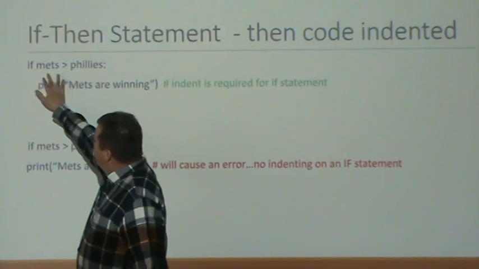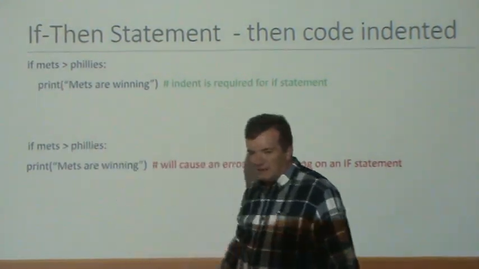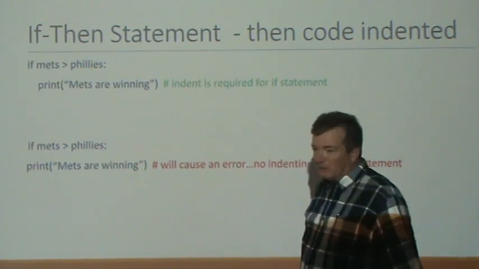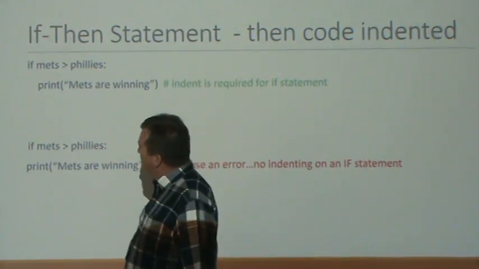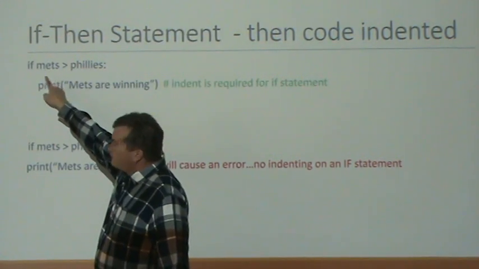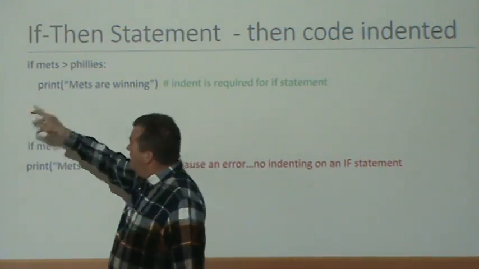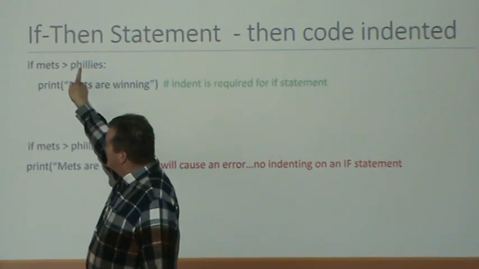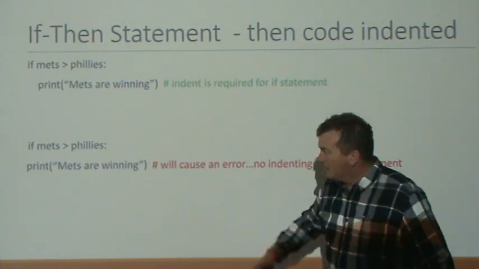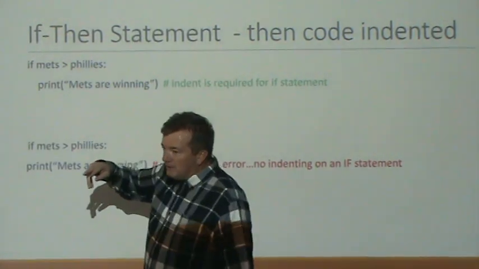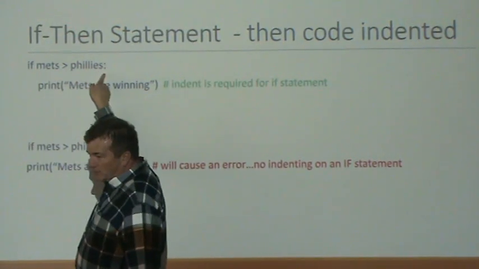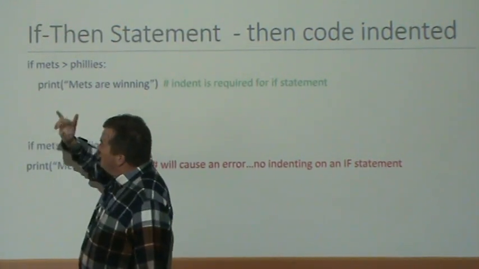So let's say Mets and Phillies. I choose Mets and Phillies because we're like halfway between New York and Philadelphia. So pick a couple of local teams. So suppose the Mets score, this is an integer, and it contains how many runs the Mets have. If the Mets score is greater than the Phillies score, then we're going to print the Mets are winning. Okay. So in many programming languages, you could say if, sometimes they require braces around the Boolean expression, sometimes they don't.